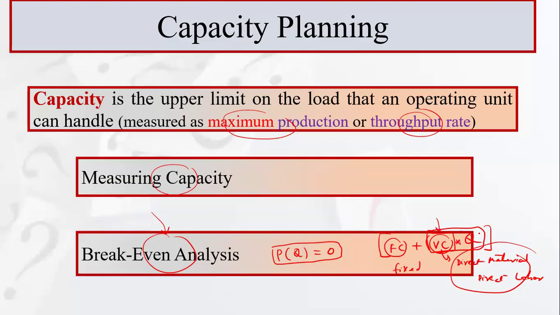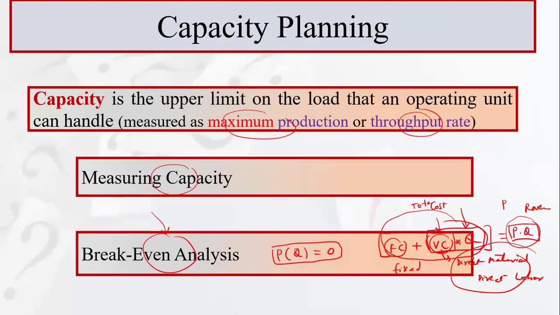Okay. So if you're producing Q, how much revenue are you getting? For each item, the price is P. So P multiplied by Q. So that means Q is the break-even quantity, when the total cost is recovered. This is the revenue. This is the cost, the total cost.